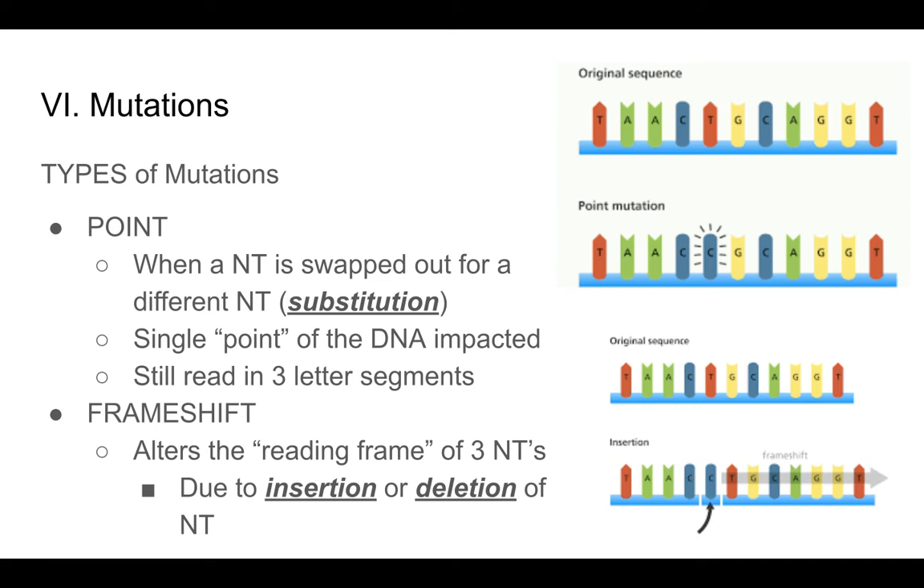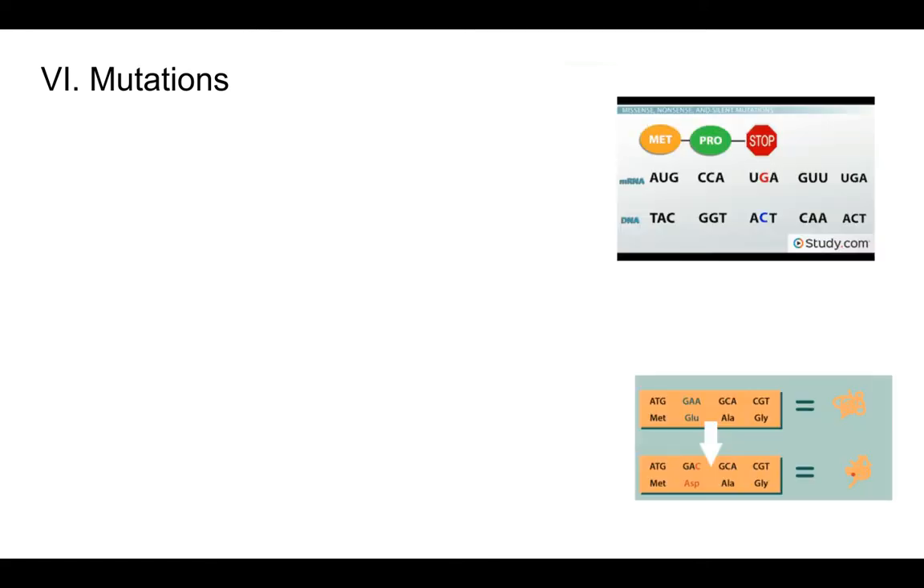So we can talk about mutations as what type of mutation. Is it a point mutation where we just swapped a letter for another letter, or is it a frame shift where we have inserted or deleted a nucleotide? So those are the types. Now let's talk about the effect that those types of mutations might have. And all of these effects could be applied to either a point or a frame shift mutation.